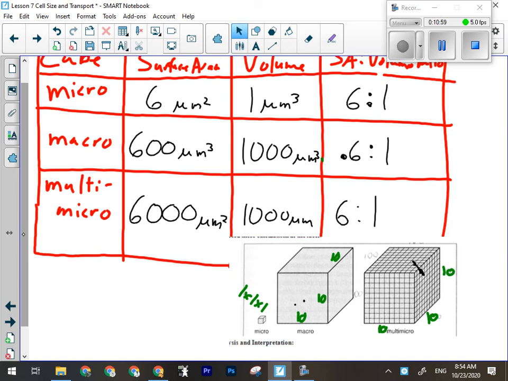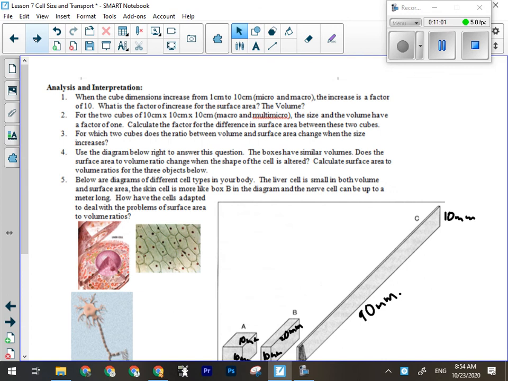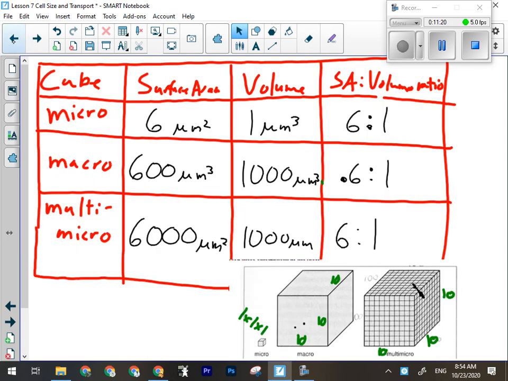Now for the analysis questions. Question number 1 is asking when the cube dimensions increase from 1 to 10. It says centimeters here, we did micrometers, no big deal. Basically when we go from micro to macro, the increase is a factor of 10. But what's the factor of increase for the surface area? They're saying go back to this chart and tell me how many times bigger is the surface area of macro than micro? And how many times bigger is the volume?